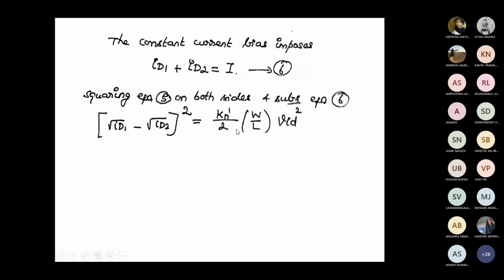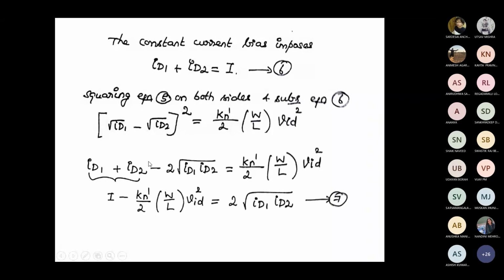And the previous fifth equation, again we are going to square it on both sides in order to remove this root. Then only we can use this sixth equation inside this. So now we are squaring the previous equation. This is of the form a minus b whole square, so a square plus b square minus 2ab. So we are just expanding this form. So the ID1 root will be removed. It becomes ID1 plus ID2 minus 2 root of ID1 ID2 on the right side. So it's just a square term. The root of Kn dash W by L is removed, and VID is squared.